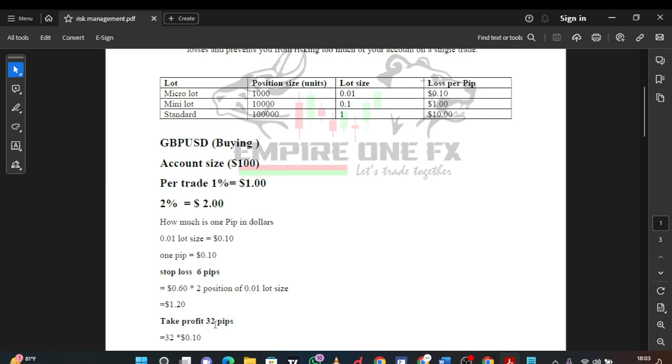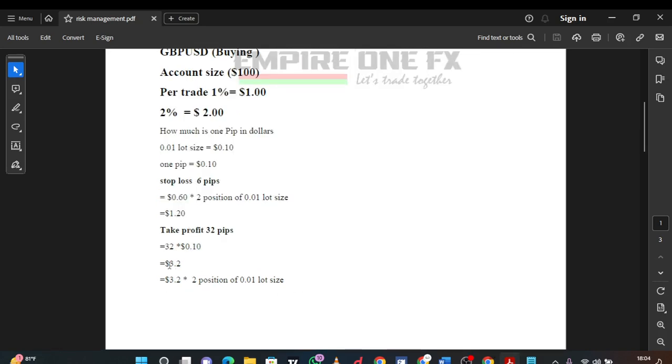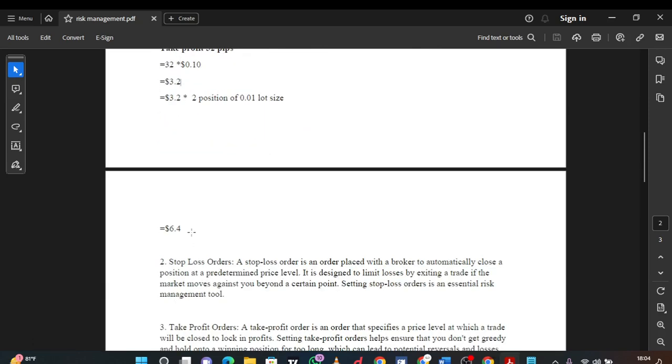Then our take profit would be 32 pips. So 32 pips, that means that you're still using our micro lot, which is 1 cent per pip. So you get the cents times the pips. So what do you get? You're going to get 3.2, that is per pip altogether. So what you do is you multiply this one by 2 positions. So what is the end result? You're going to be getting 6.4, so that is $6.4 as your take profit.